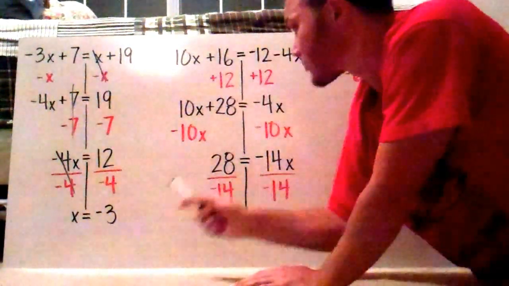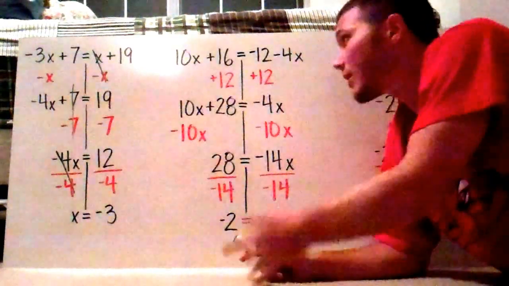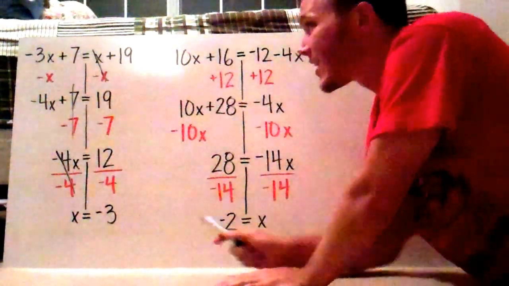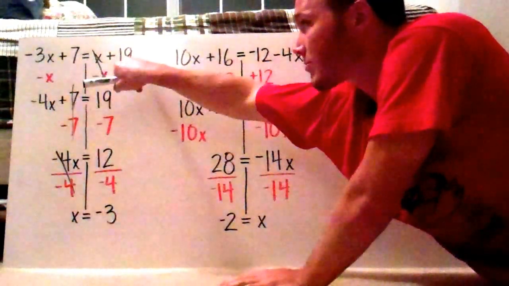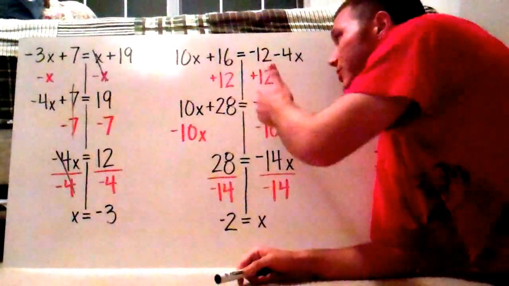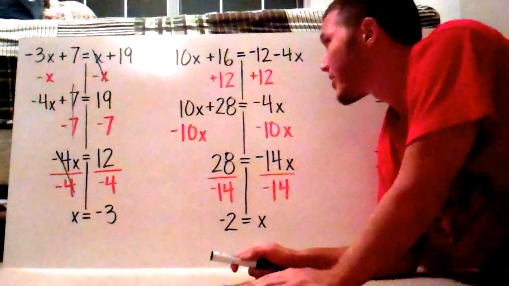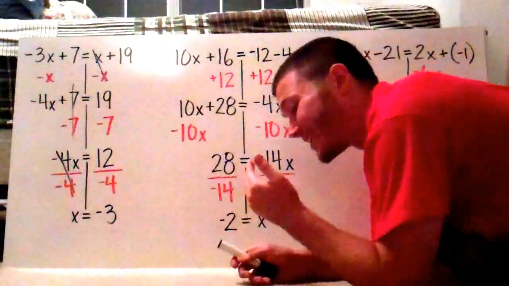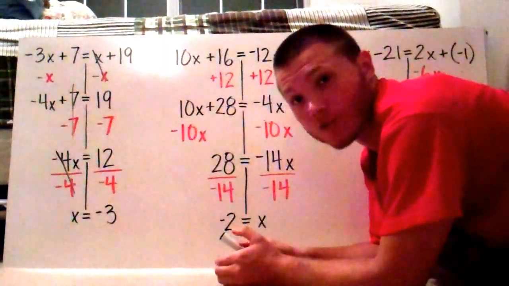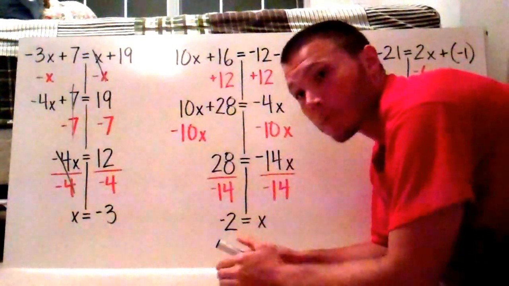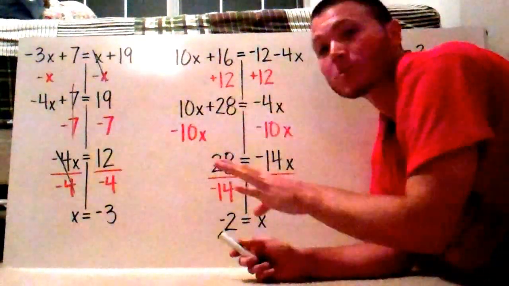Next one. This time, unlike in the other equation, where I decided to get rid of the x term on the right side of the equation first, I decided, you know what? I'm going to get rid of the integer on the right side of the equation first. Like I said before, it does not matter what you do first. It doesn't matter what your first step is. Just make sure you're using inverse operations and you're canceling one of those terms out.